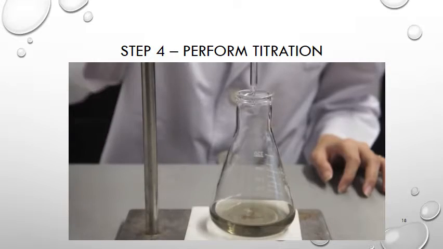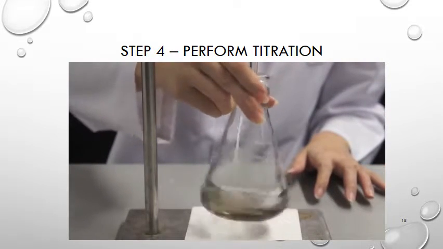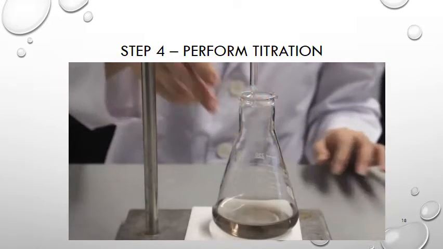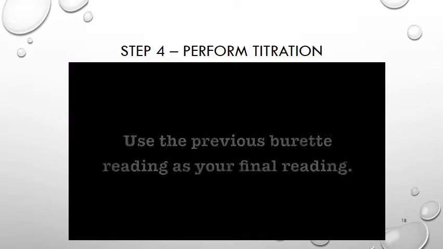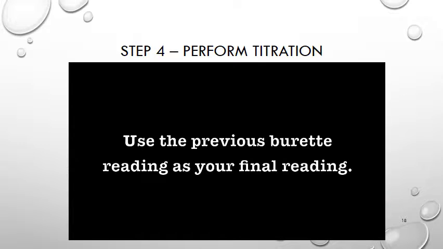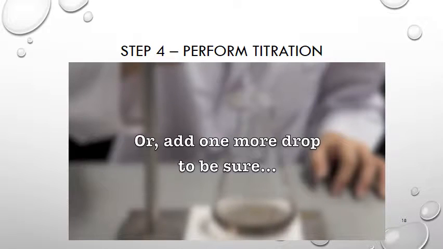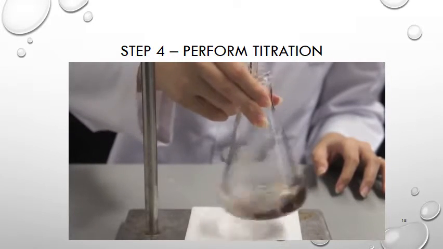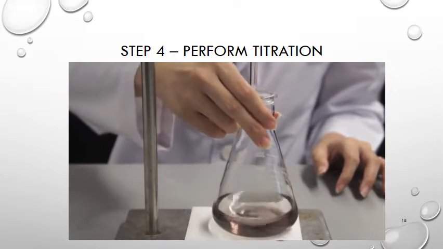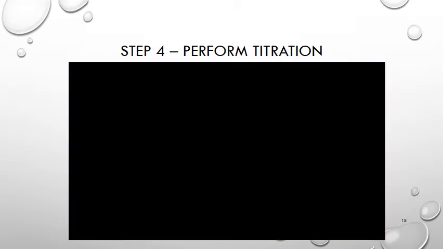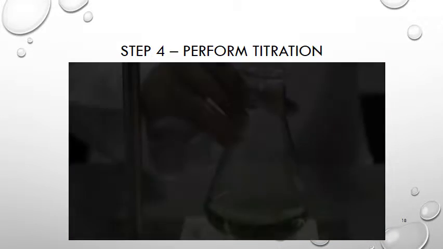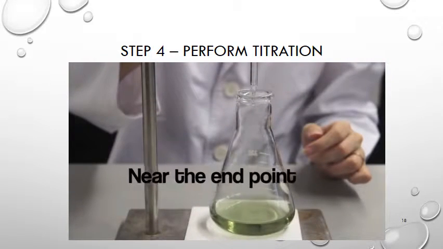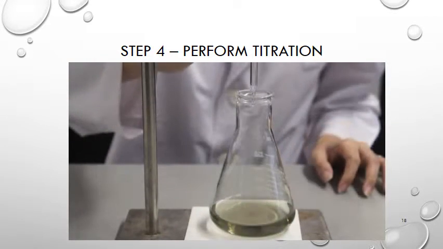Add another drop to see if the solution remains gray or if hints of purple start to appear in the indicator. If it does, as in this case, use the previous reading as your final reading. You can always add one more drop to be sure. As you can see, the indicator has started to turn purple. Remember that when using screened methyl orange, the endpoint is a gray color with no trace of green.